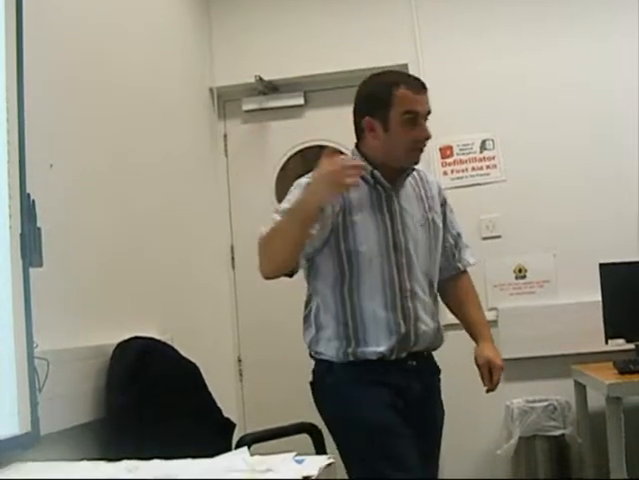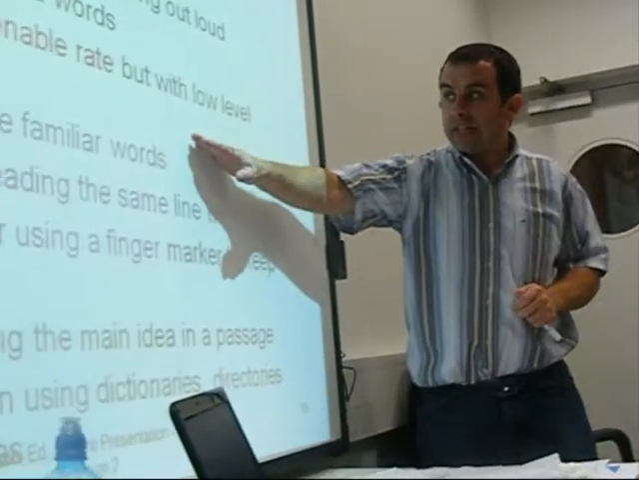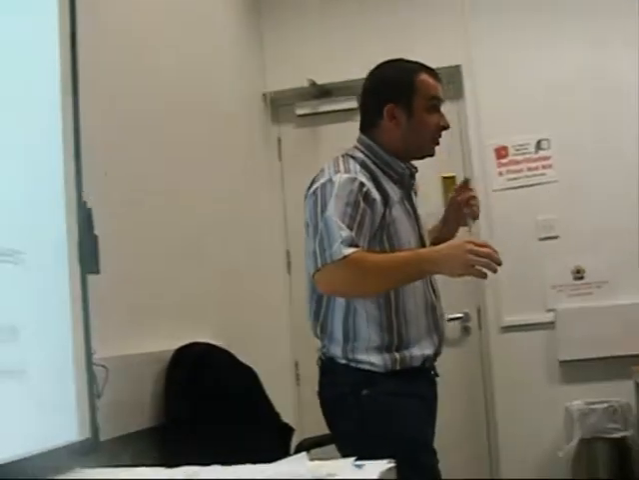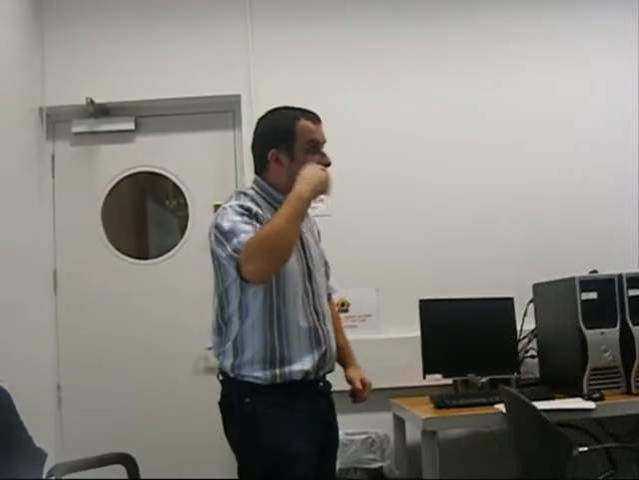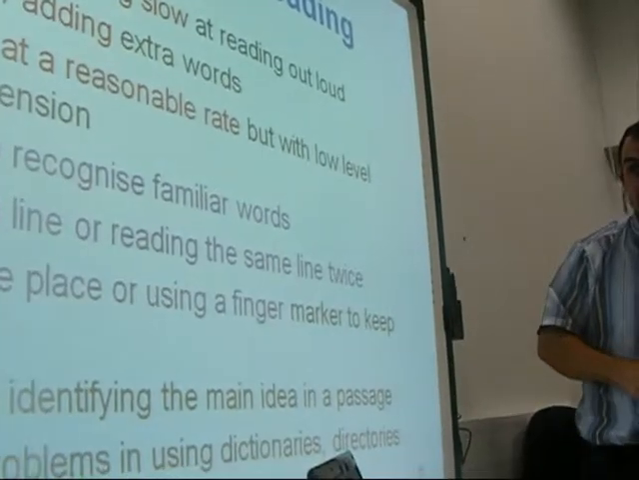The child in question can be quite hesitant and slow at actually reading aloud. They can often omit words or even substitute their own words for something else, and it mightn't even make any sense. They can read at a reasonable rate, but with low level of comprehension. So they're reading at a particular pace, but they're not understanding, or they're not getting the gist of the actual content. They can often display symptoms in terms of failing to recognize familiar words.